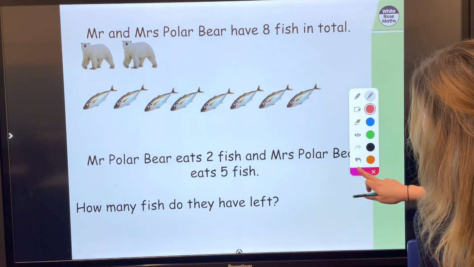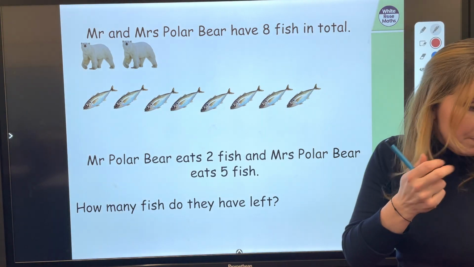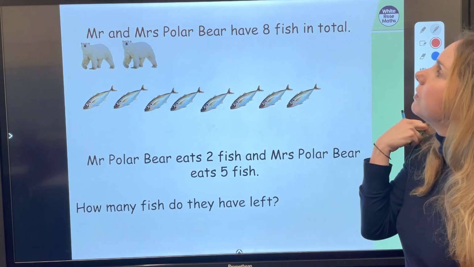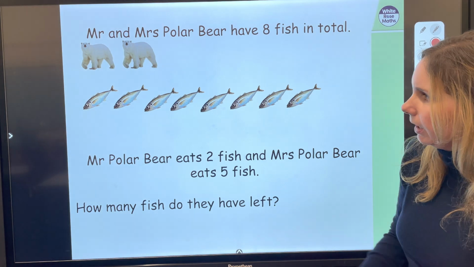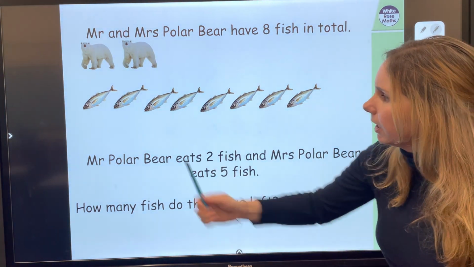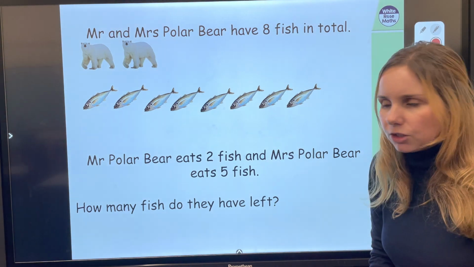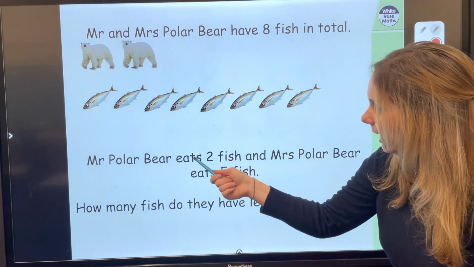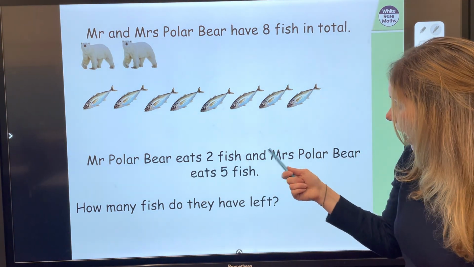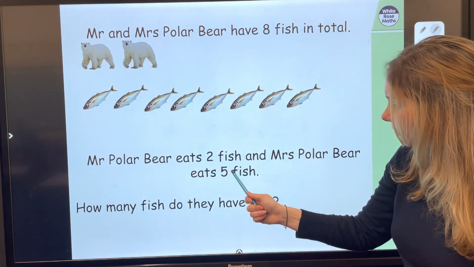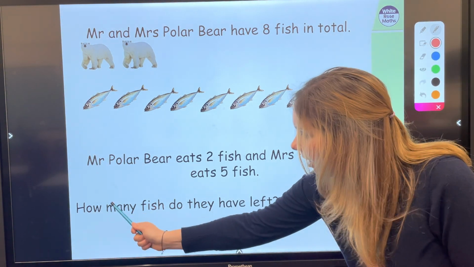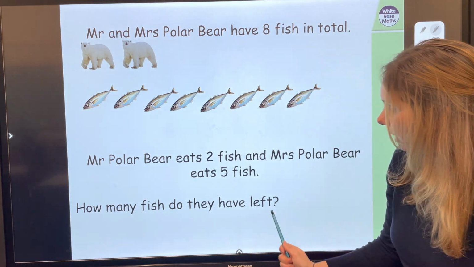Ooh. Mr. and Mrs. Polar Bear have 8 fish in total? There's Mr. and Mrs. Polar Bear. 1, 2, 3, 4, 5, 6, 7, 8 fish. Mr. Polar Bear eats 2 fish and Mrs. Polar Bear eats 5 fish. How many fish do they have left?